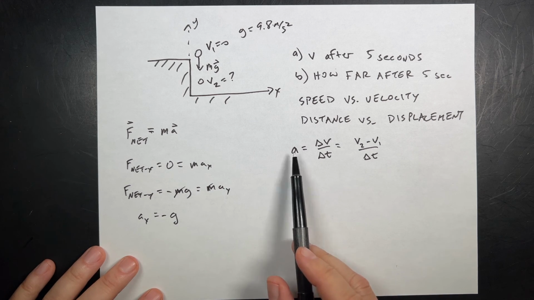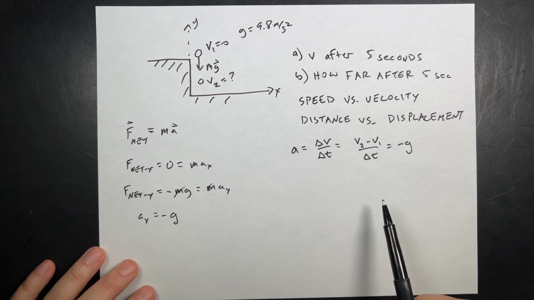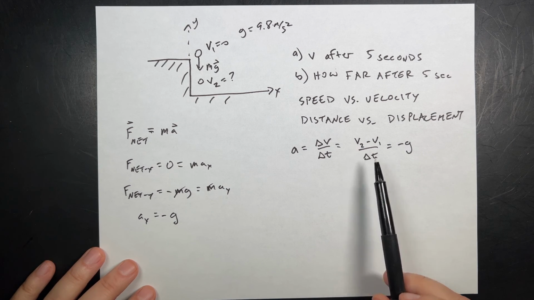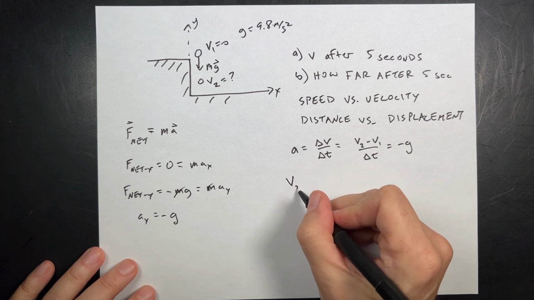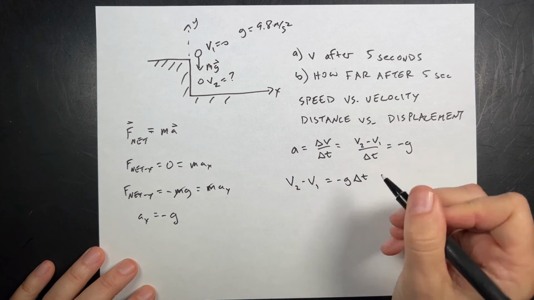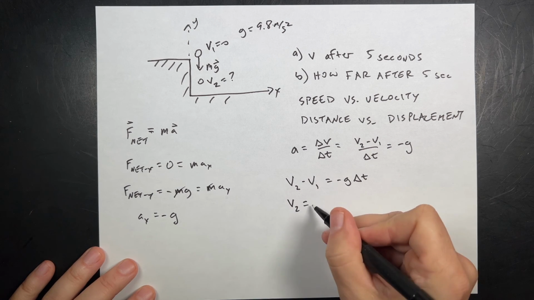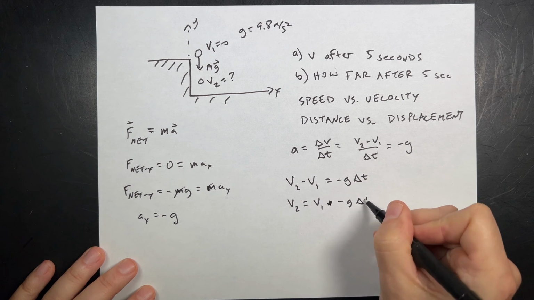And I know what this acceleration is: negative g. Now, what do I want to solve for in this equation? I want to solve for v2, and I'm going to do that before I plug in any numbers. So I'm going to multiply both sides by delta t, and I get v2 minus v1 is negative g delta t. Now I can add v1 to both sides. v2 equals v1 minus g delta t.